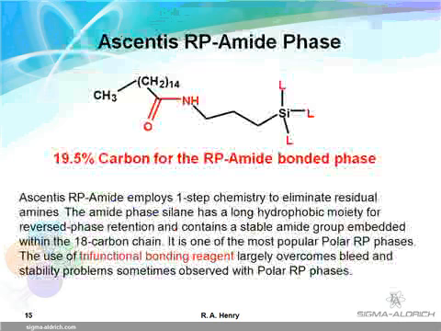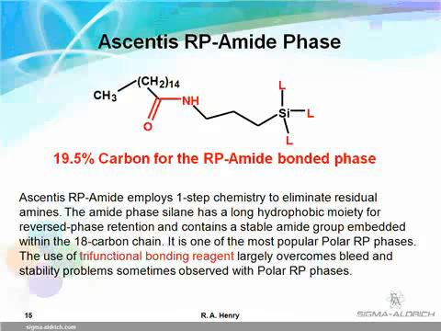The structure of Ascentis RP Amide is shown in the next slide. It is made from an imidosilane reagent in a one-step bonding method similar to C18, C8, and other phases. Polymeric reagents are employed to achieve maximum stability and low bleed with all modern HPLC detectors. The high phase load also makes the phase comparable in retention to C18 and C8 for easy column comparison without the need to change mobile phase conditions.